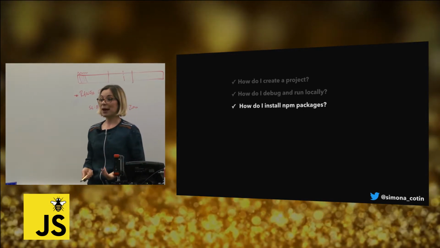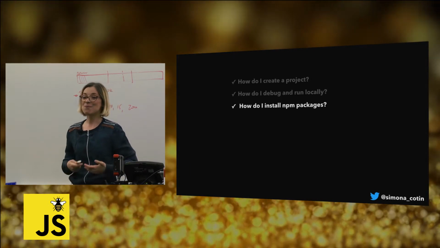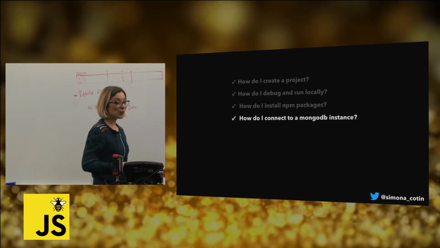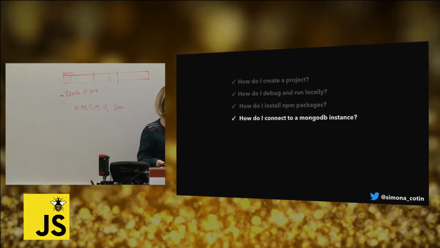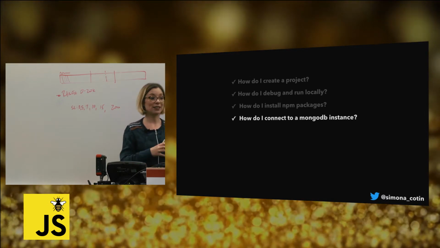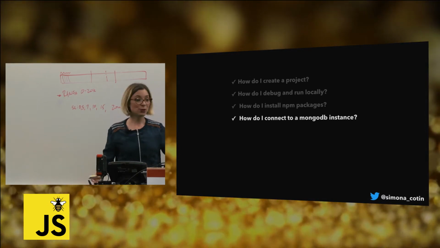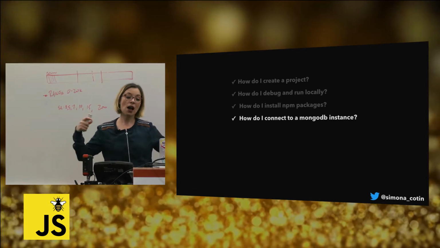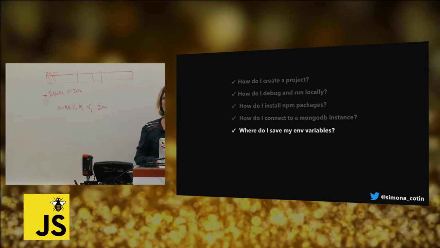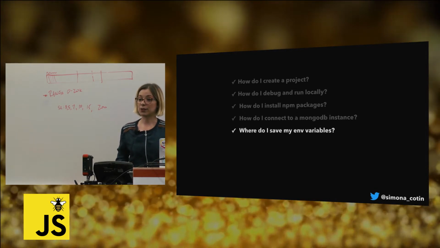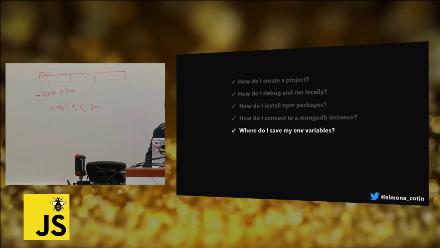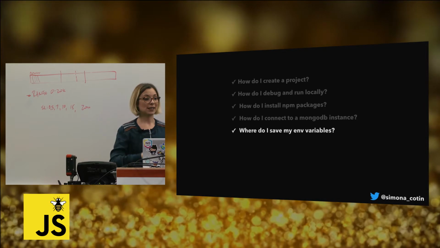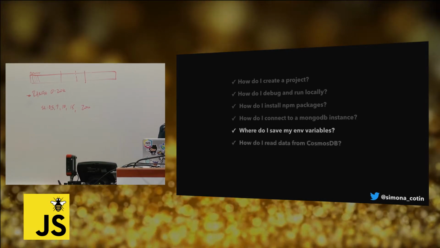How do I install NPM packages? This is again a very simple question, but unless you've tried it, you might actually not know how to do it. How do I connect to a MongoDB instance? Well, most of the times we don't only write code that doesn't interact with anything else. Most of the times we're connecting to a database, we're connecting to other APIs. So how do we connect to that database? How do I save my environment variables? That's another important question. We don't want to expose our secrets on GitHub or anywhere else. We want to be able to use the same pattern as we do with Express.js, for example.